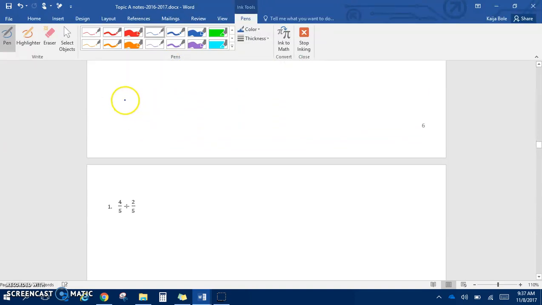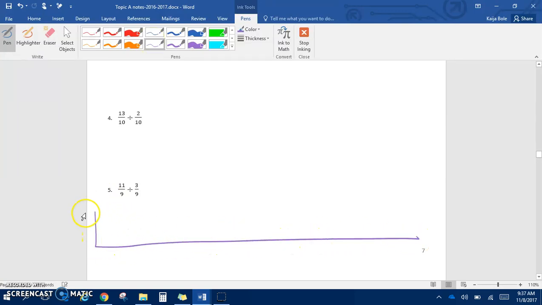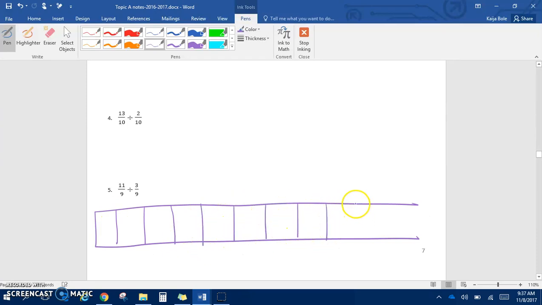Down on the next page, we're going to skip down to the bottom and work our way up. So right now we're going to look at number 5. Number 5 is 11/9 divided by 3/9. So now we need 11 boxes, because this is an improper fraction. So we need 11 boxes here. And now we're going to shade in all of them because it's an improper fraction. So we're going to shade in all 11/9 of this.